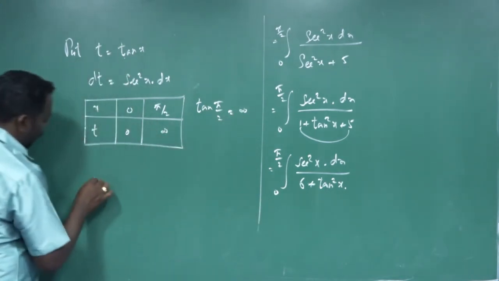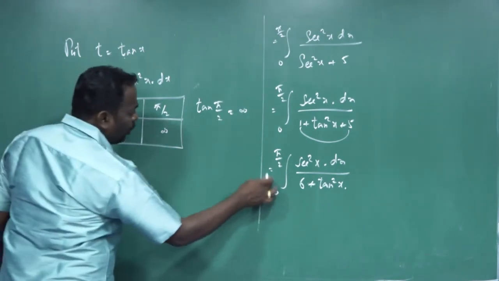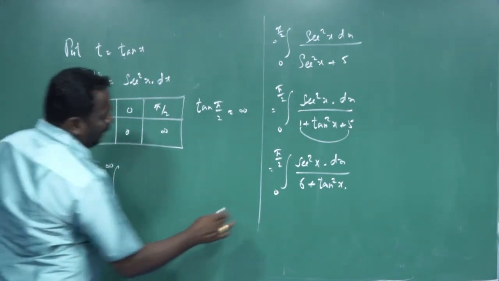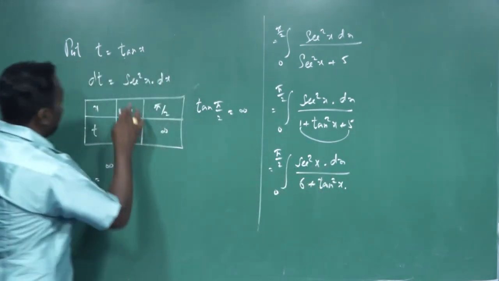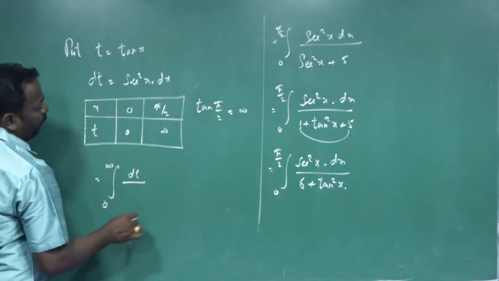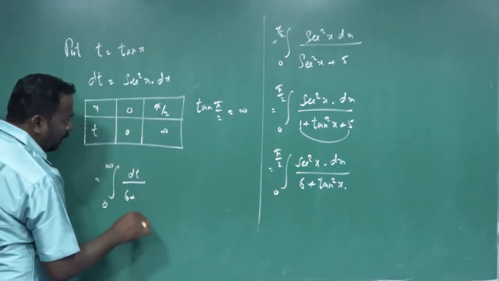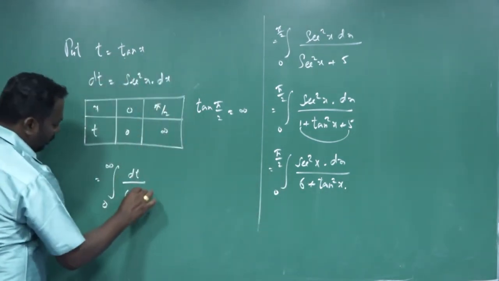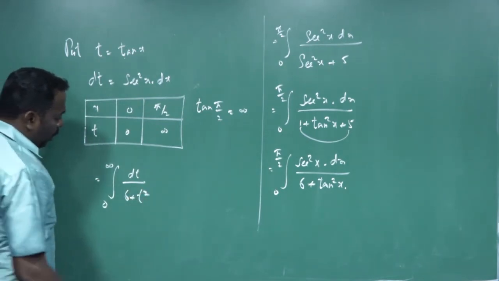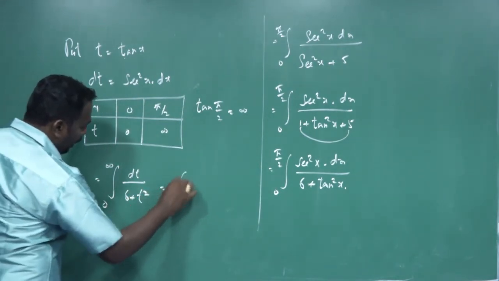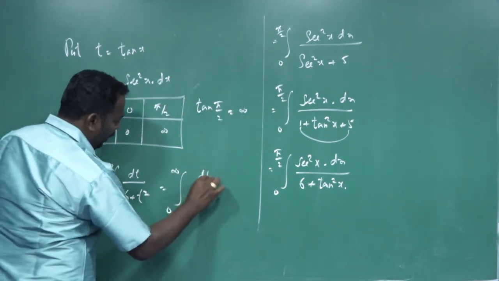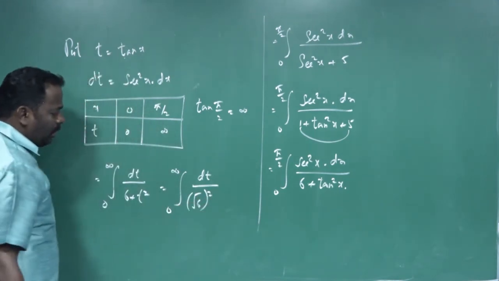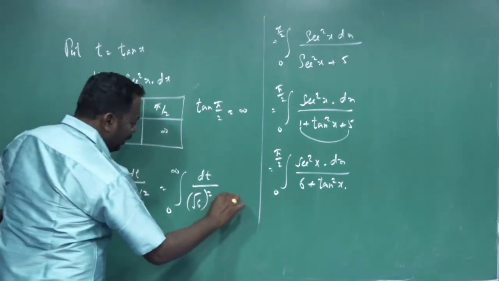Now the last equation we can write as an integral, instead of 0 to 90, as 0 to infinity in terms of t. Then sec² x dx we can write as dt. Then dt by 6 plus tan² x; we can write tan x equal to t, and tan² x as t². Now the next line, we can write the integral from 0 to infinity of dt by (√6)² plus t².